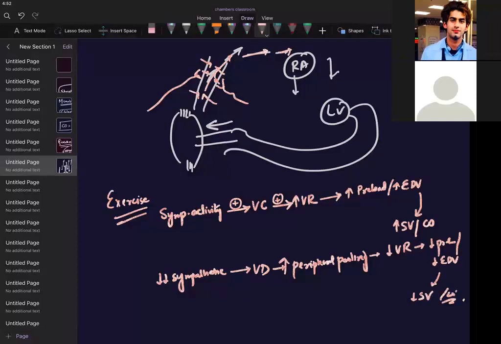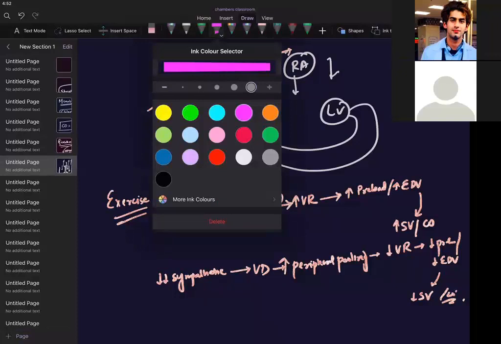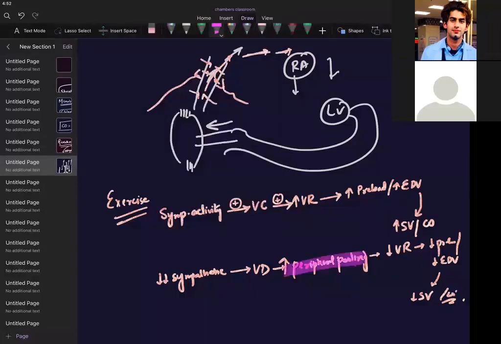Who did all this? It was about this peripheral pooling, which was done by your sympathetic. What was the game here? Vasoconstriction, which was done by sympathetic activity. Here there was no sympathetic activity, so that's why this happened.